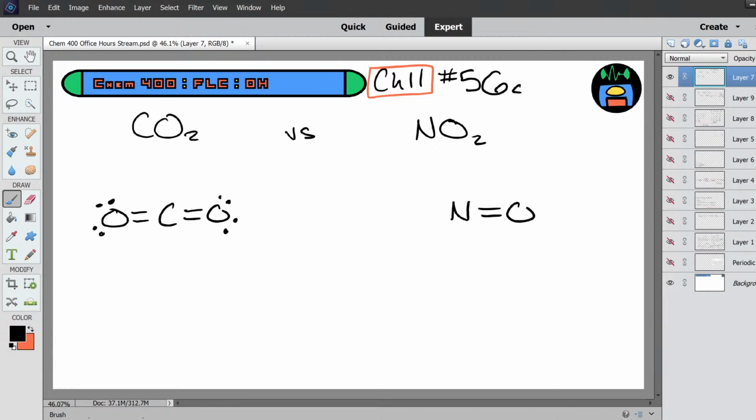NO2 looks like this. There's our formal charges. All right, so let's look at, so we've got 2.5 as our electronegativity for carbon, 3.5 for oxygen, nitrogen is 3.0.